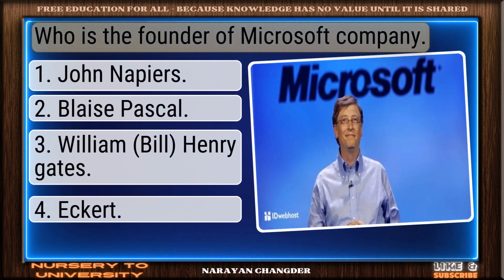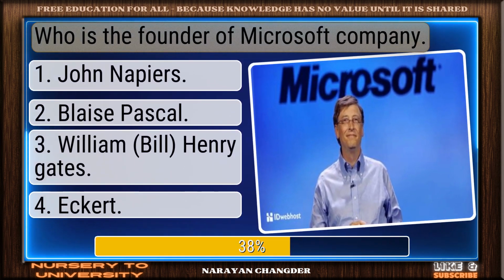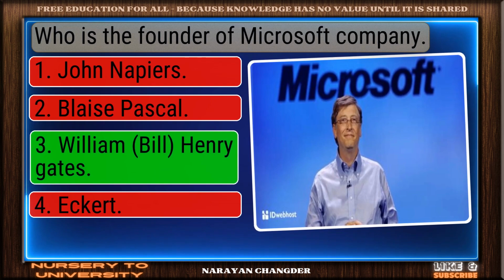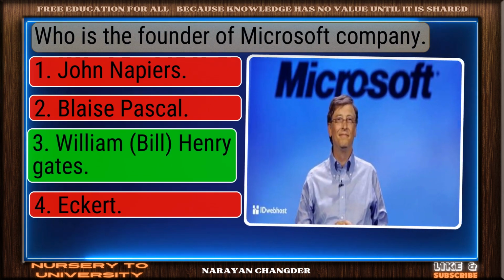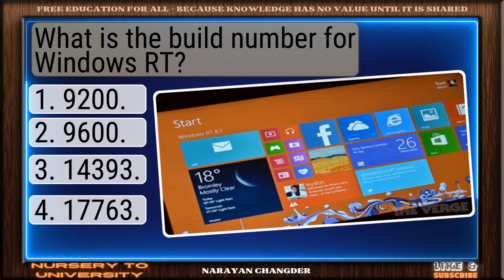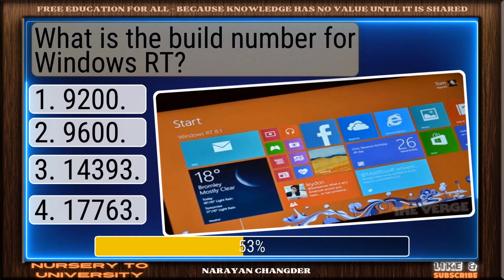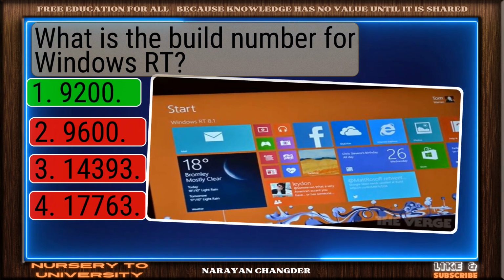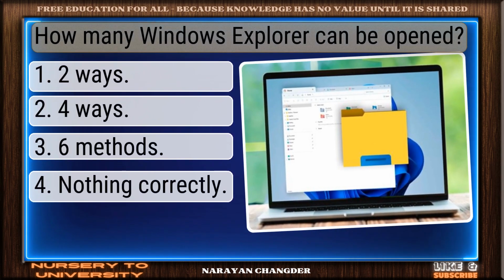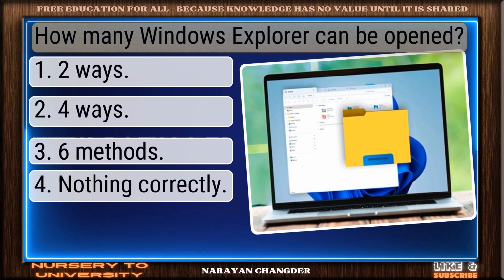Question number 44. Who is the founder of Microsoft Company? Good thinking. William Henry Gates is the right answer. Question number 45. What is the build number for Windows RT? Solid response. 900 is a valid choice. Question number 46. How many Windows Explorer can be opened?